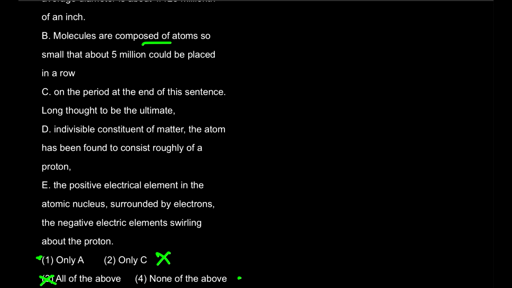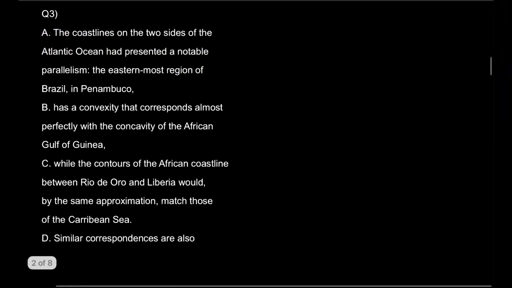Okay, quick run. Indivisible constituent of matter, the atom has been found to consist roughly of a proton, the positive electrical element in the atom nucleus, surrounded by the electrons, negative electrical elements swirling around. It's all good. So of course option A will be the answer. There you go. Let's move to the third one.